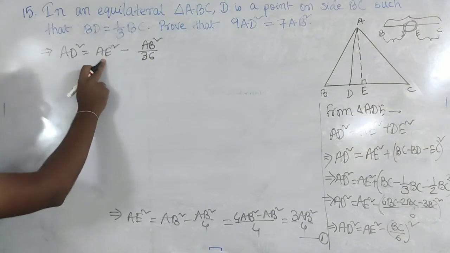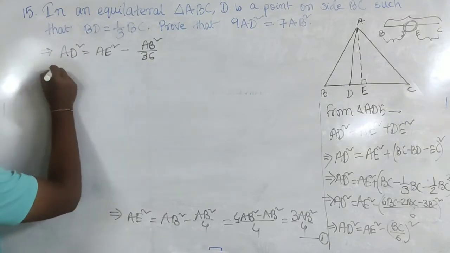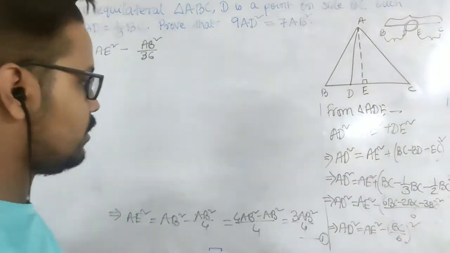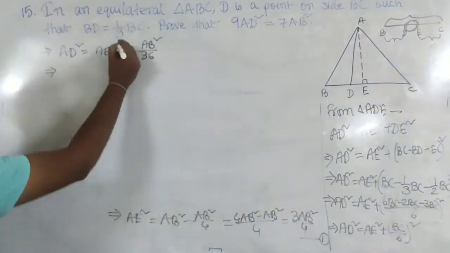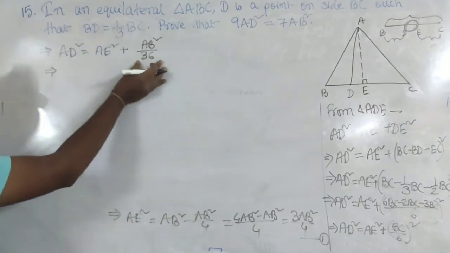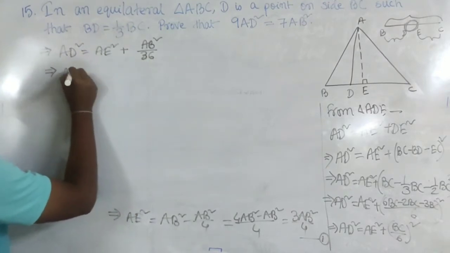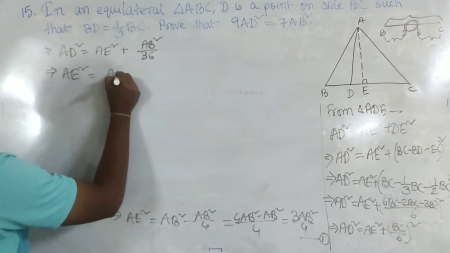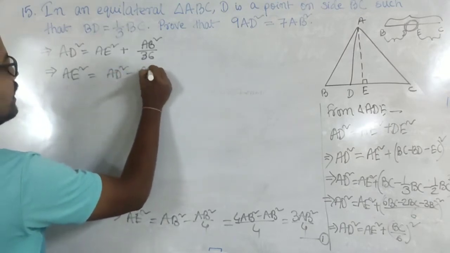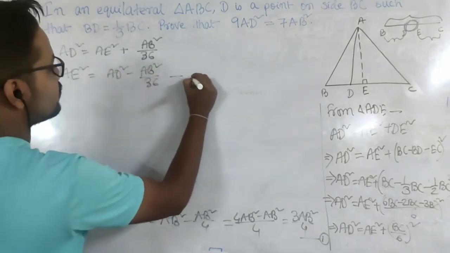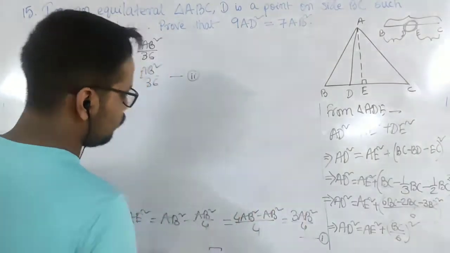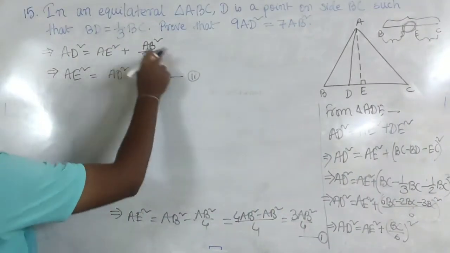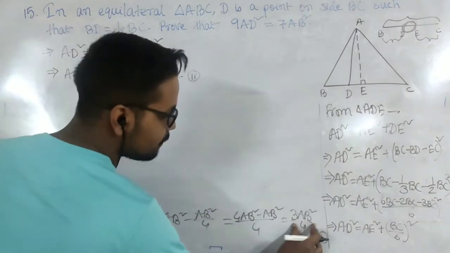From here again we are going to find out this part, that is AE. One mistake I have made, this should be plus. Now I am going to do a side change again. I am going to find out AE squared. So AE squared is going to be AD squared minus AB squared by 36, and this is going to be equation number 2. So now from 1 and 2, AE squared is equal to 3AB squared by 4. Here also AE squared is equal to this. That means this part and this part are equal.